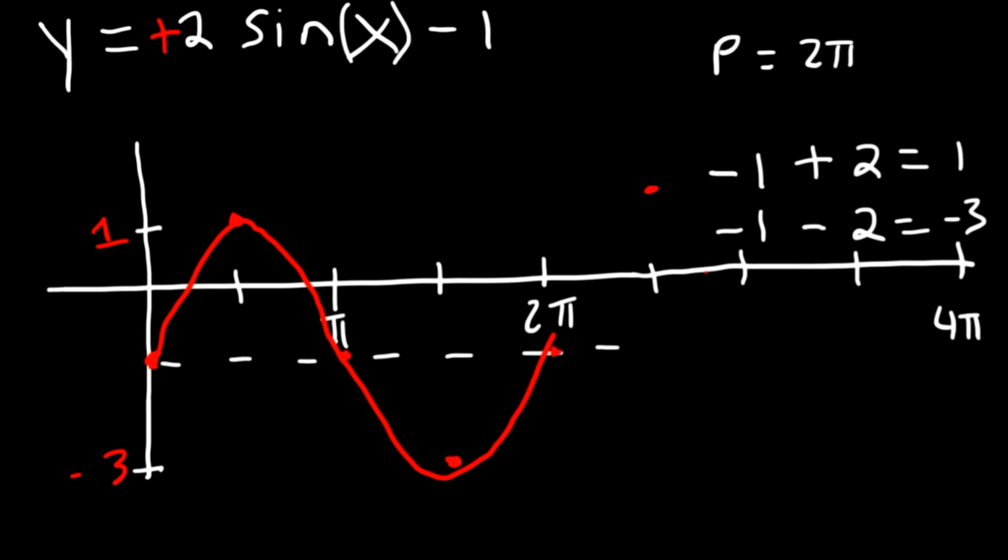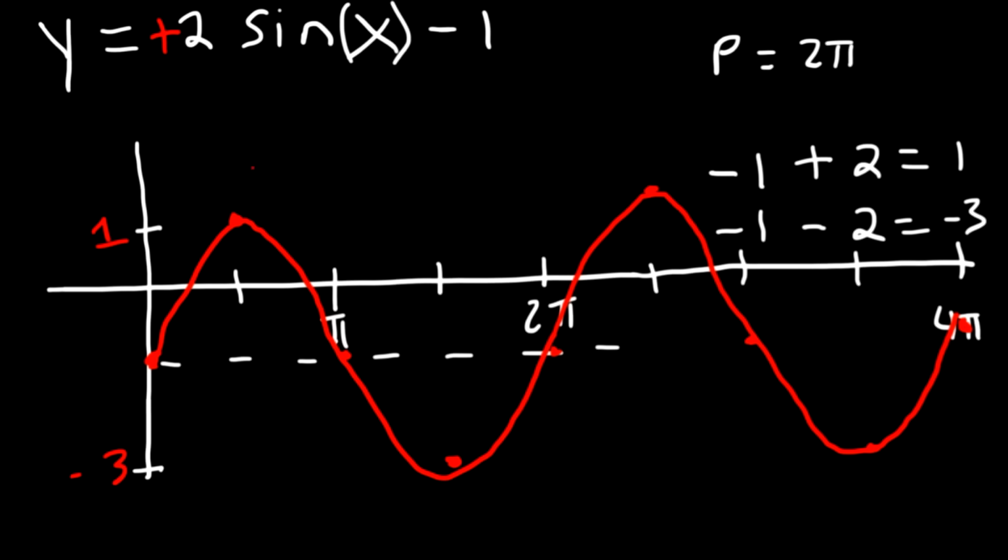So at 5 pi over 2, it's going to be at the top. At 3 pi, it's back to the middle at negative 1. Then at 7 pi over 2, it's over here. And then at 8 pi over 2, which is 4 pi, it's back to the midline. And so that's how you can extend the graph if you need to.